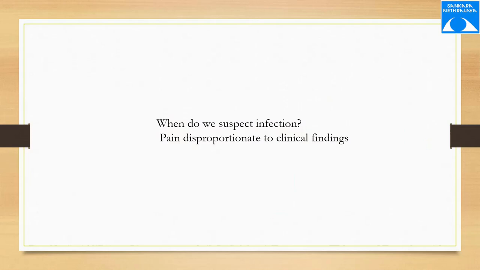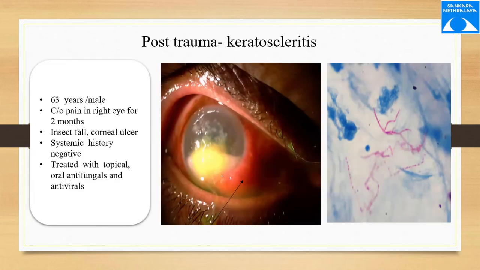Now, next, let's move on to when do you suspect infection? If you really have somebody who has pain which is disproportionate to the clinical findings, please stop and think of whether you're dealing with an infection. So this is an obvious case. You have somebody who has a keratitis. If you look carefully at the area adjoining it, there is a scleral nodule. So most likely it's a spillover infection from the cornea. This was treated as fungal infection and viral infection. We scraped, we got nocardia, and we went ahead and did the treatment.